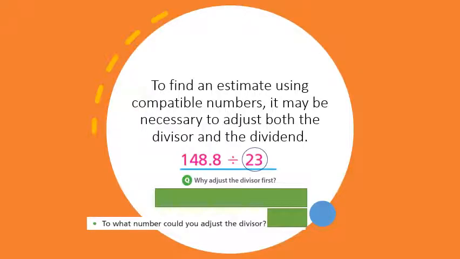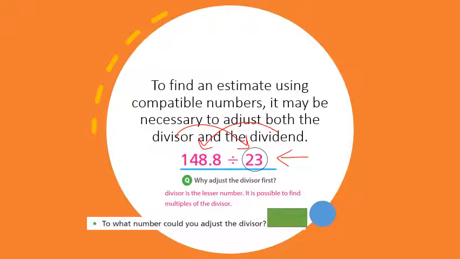To find an estimate using compatible numbers, it might be necessary to adjust the divisor and the dividend. In this case, the divisor is the number doing the dividing, 23, and the dividend is the number being divided. Why do you think we would adjust the divisor first? Well, it's a lesser number, it's smaller, and it's probably easier to find multiples of the divisor. I definitely can estimate 23 a lot easier in my head than I can 148 and 8/10.